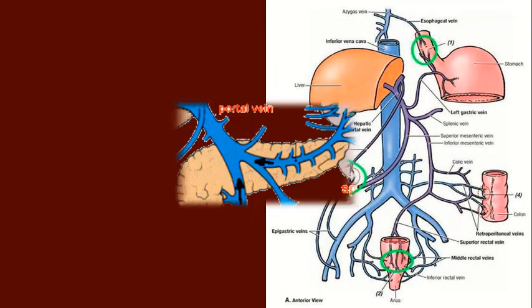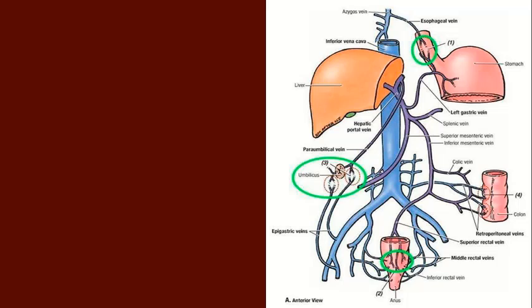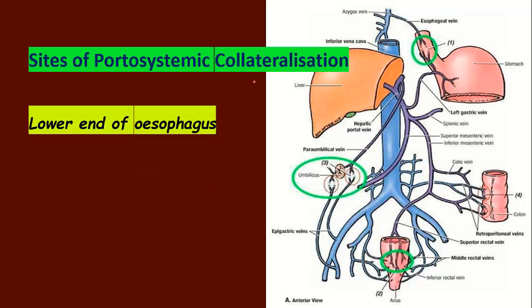Sites of portosystemic collateralization. First and most important, the lower end of the esophagus, between the left gastric and short gastric veins with the azygous vein, resulting in esophageal varices, which is the commonest. The second one, the umbilicus, between the paraumbilical vein and anterior abdominal vein, resulting in caput medusae.